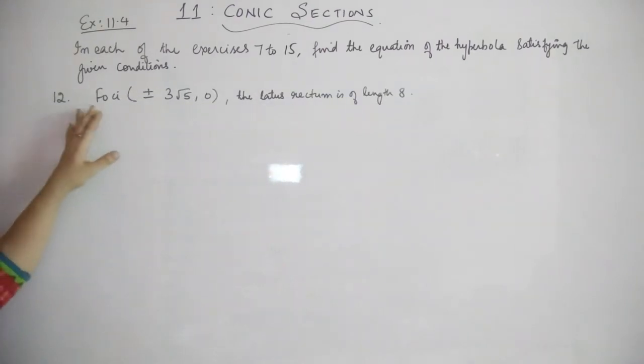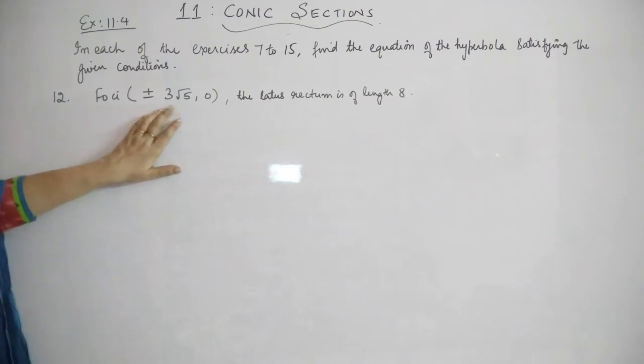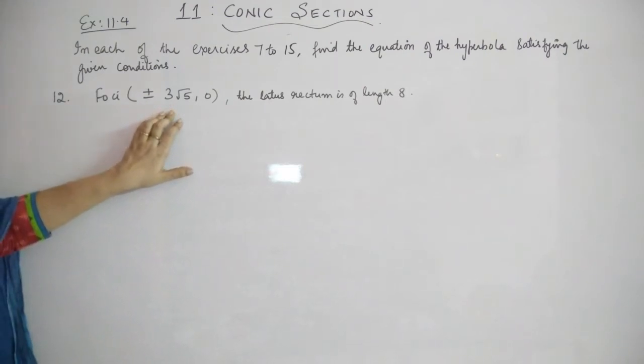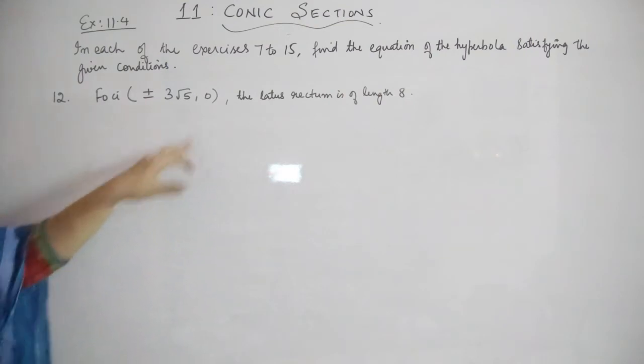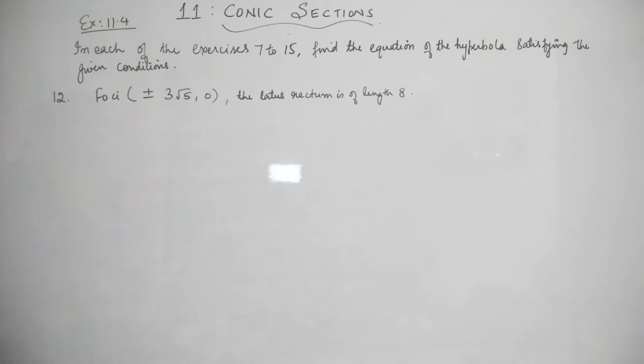Question number 12 is, foci is given to be plus or minus 3 root 5 comma 0 and the latus rectum is of length 8. Again, this coordinate of the foci will give you an idea about which type of equation of hyperbola should be considered. Since it is of the form plus or minus c comma 0, this lies on the x-axis.